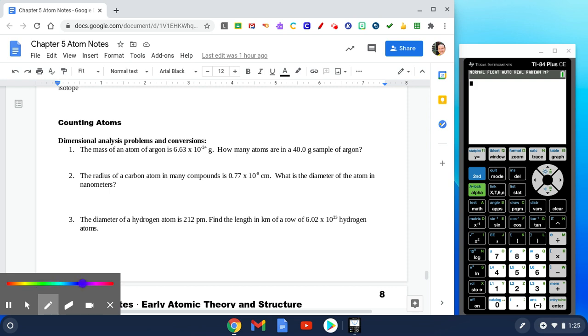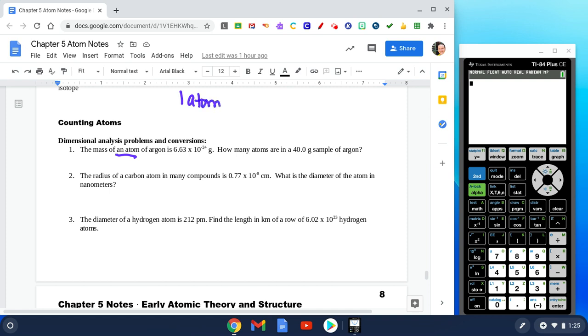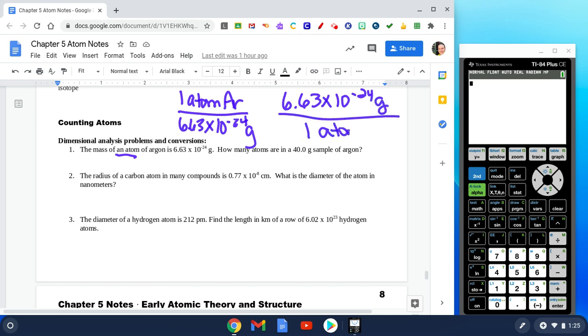Okay, so this first problem tells us that the mass of an atom, which means one atom, of argon is 6.63 times 10 to the negative 24th grams. So I could say one atom of argon is the same as 6.63 times 10 to the negative 24th grams, or I could say 6.63 times 10 to the negative 24th grams is the same thing as one atom of argon. Remember how we talked about conversion factors. They have to be equivalent to each other, but they usually have different units. So this unit would be grams, this unit would be atoms.